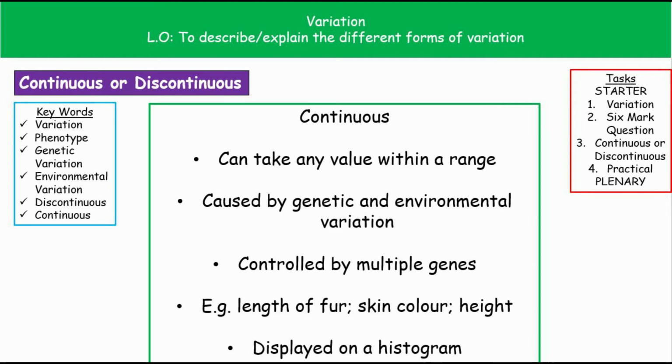Now, when it comes to actually displaying continuous data, then the type of graph that we would use is a histogram. And it's really important that you remember that, because they have had a question before where they've asked you what kind of graph would we use to display continuous data, and the answer is histogram. So jot those points down for me on continuous.